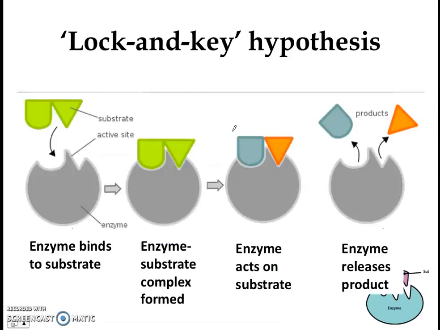So here's just the big picture of the lock and key hypothesis. Right, first the enzyme over here will bind to the substrate, which is over here, to form the enzyme substrate complex. Then the enzyme acts on the substrate, changing it into the product, and finally the enzyme releases the product. Okay, we're going to go into these stages in deeper detail. Okay, so just take note of how we describe the lock and key hypothesis.